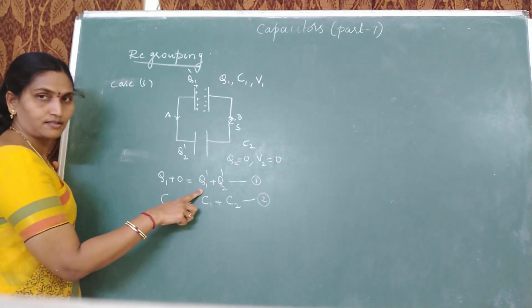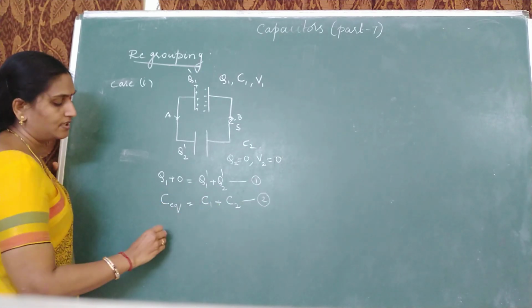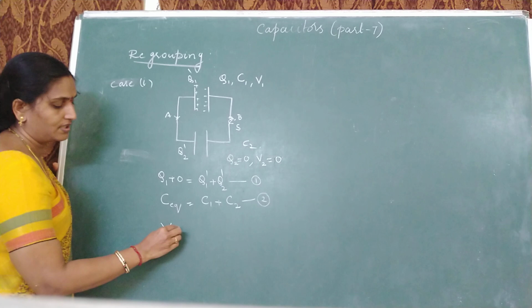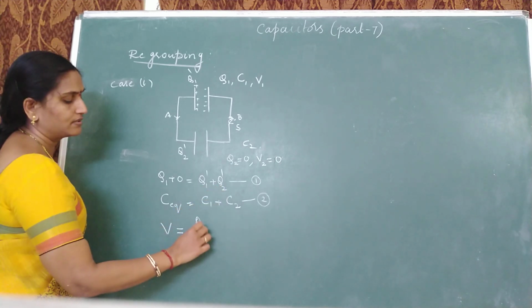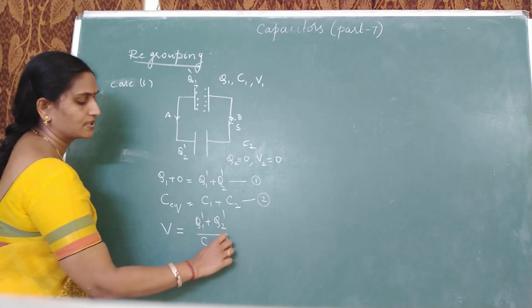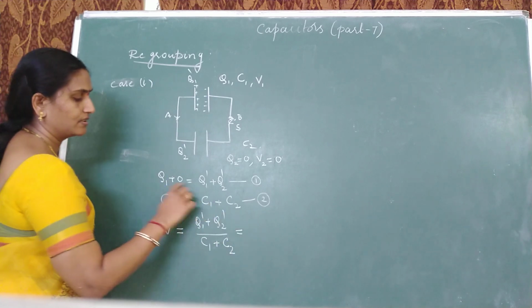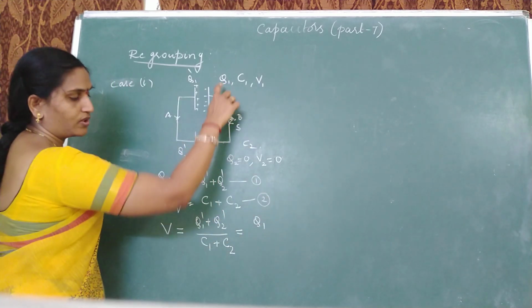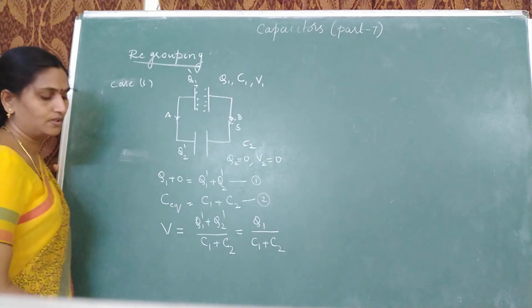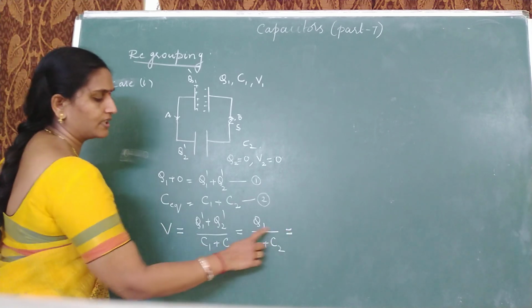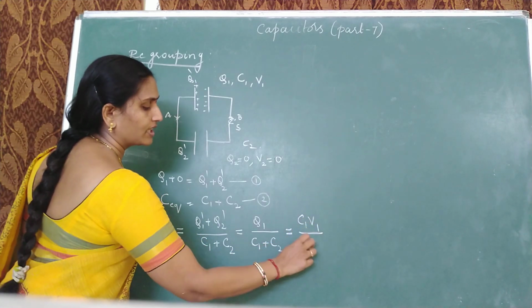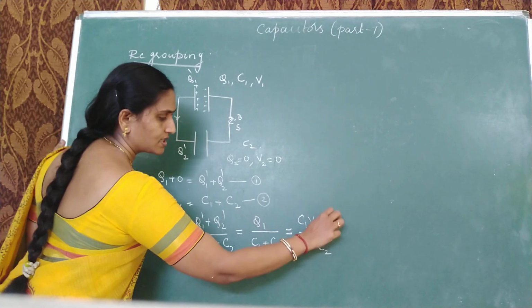You know the total charge and you know the total capacitance. So the potential difference, that means the common potential to which these two capacitors are going to reach, I can write as Q1 dash plus Q2 dash divided by C1 plus C2, or that is nothing but Q1, the initial charge we have given to the upper capacitor, divided by C1 plus C2. See, we have got this common potential. You can further simplify it. Can I write Q1 as C1 V1? So it is C1 V1 divided by C1 plus C2.